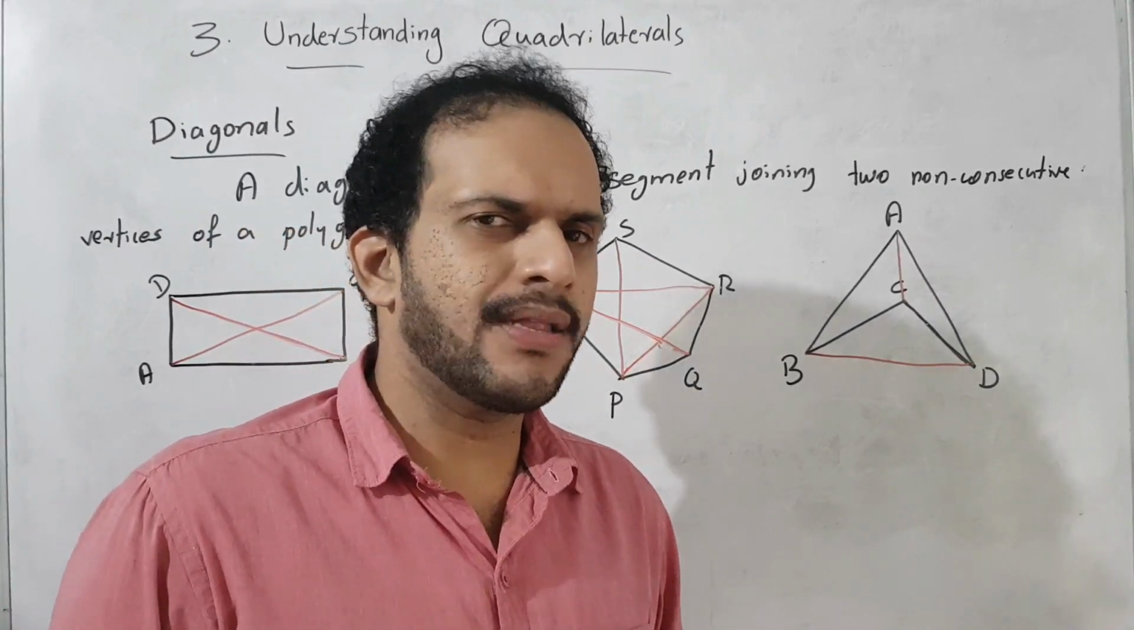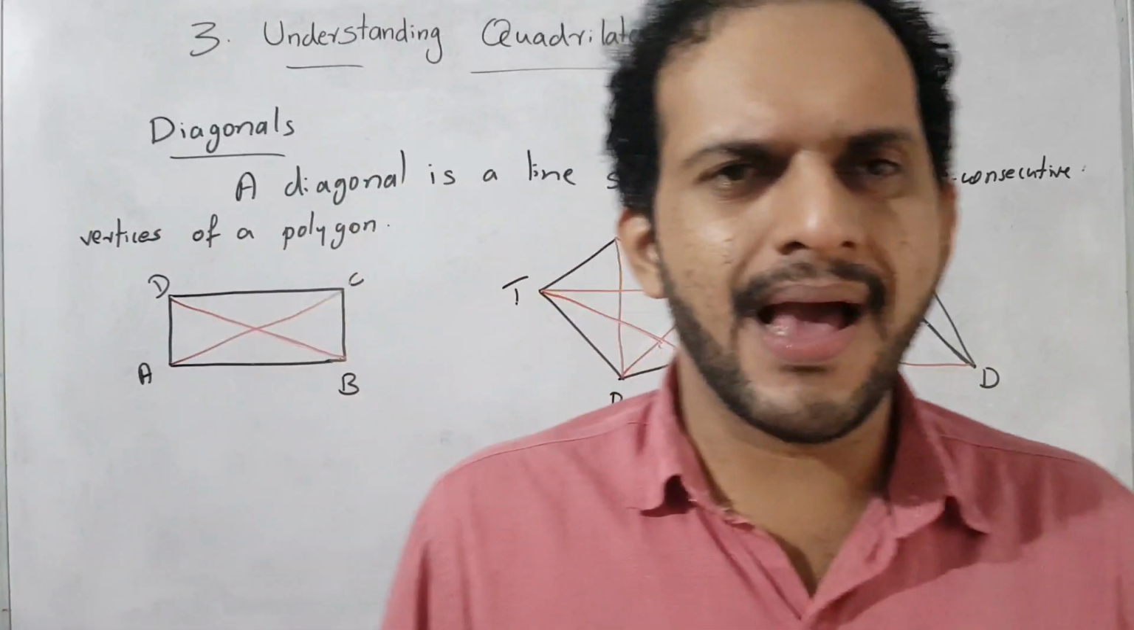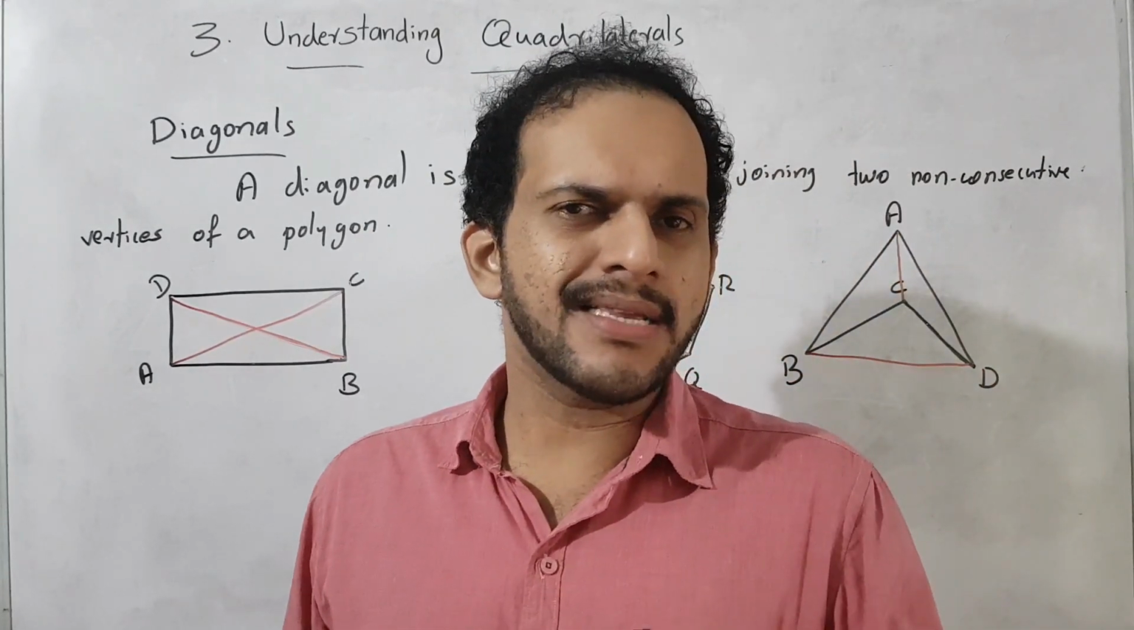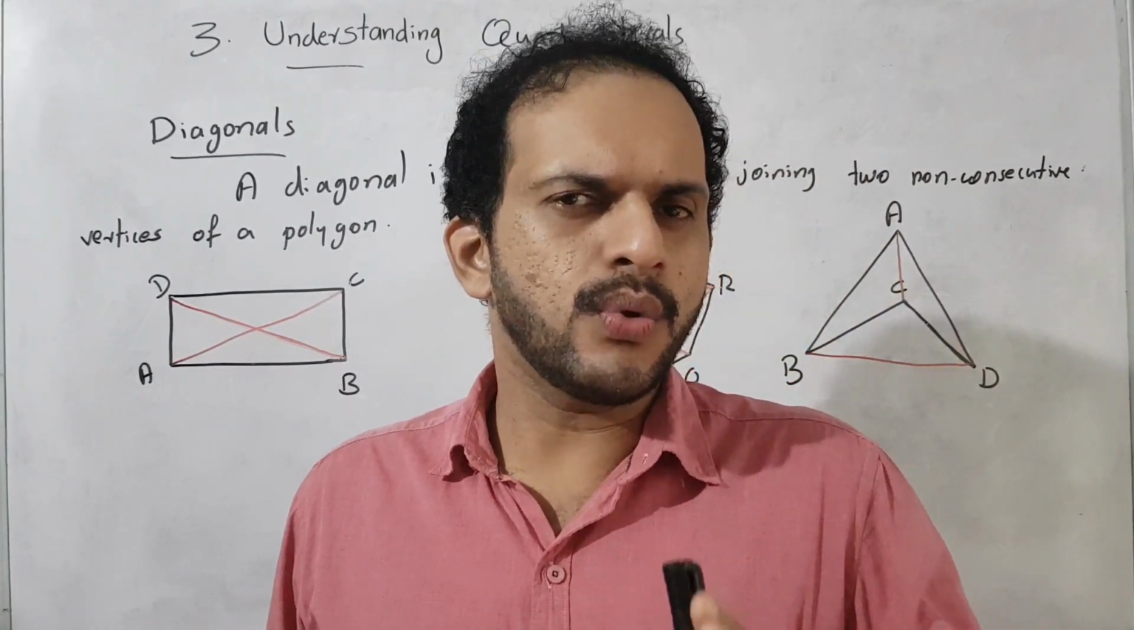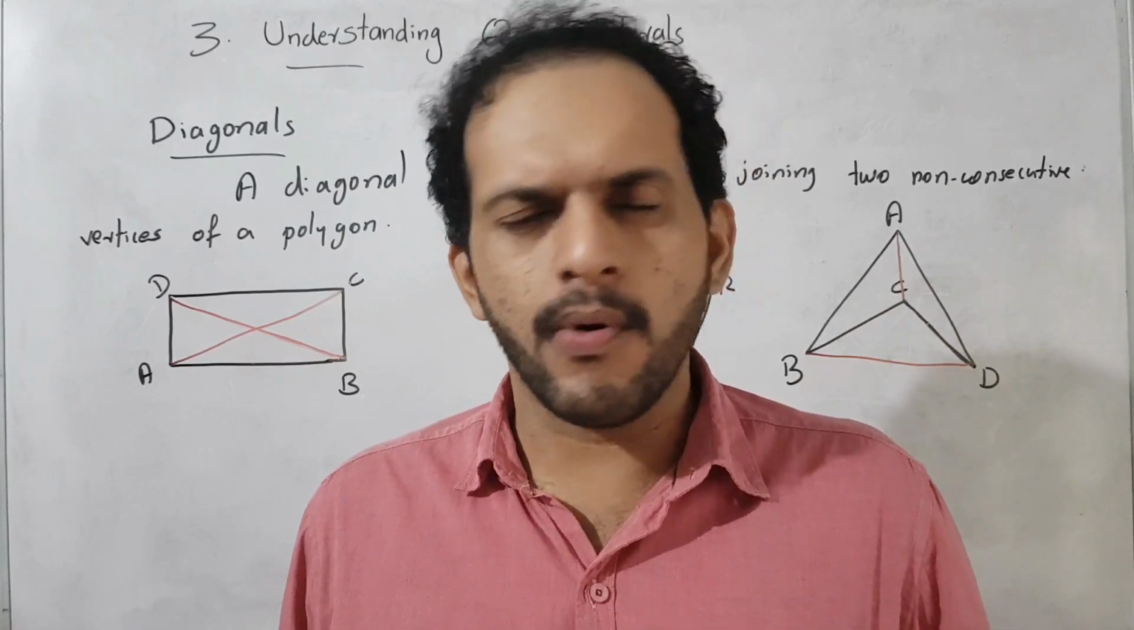Okay, I think you got the idea of what a diagonal is. What is diagonal? Diagonal is a line segment joining two non-consecutive vertices of a polygon.